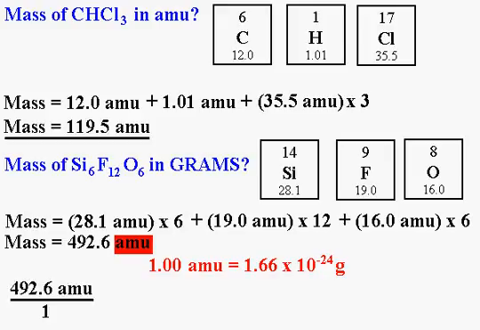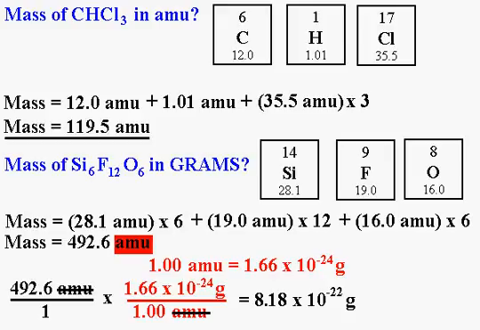We take our original measurement and put it over 1. Then we multiply by the conversion relationship. Since I want AMUs to cancel, that needs to go on the bottom, so 1.00 AMUs go on the bottom, and 1.66 times 10 to the minus 24 grams goes on top. When I multiply these two fractions, AMUs cancel, as they should, and I end up getting 8.18 times 10 to the minus 22 grams. Since 1.66 has only 3 significant figures, I have to round my answer to 3 significant figures, so that's why the final answer is 8.18 times 10 to the minus 22 grams.